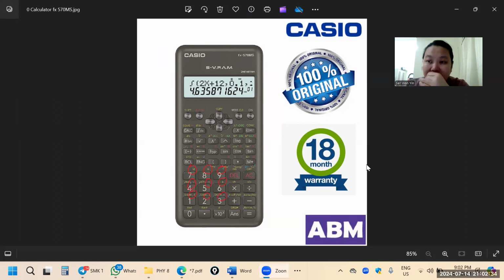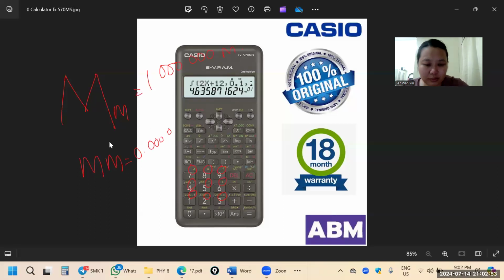How to differentiate mega and milli? Capital letter and small letter. Mm and mm. Capital M means 1 million meter. Small m means 0.000001 meter.